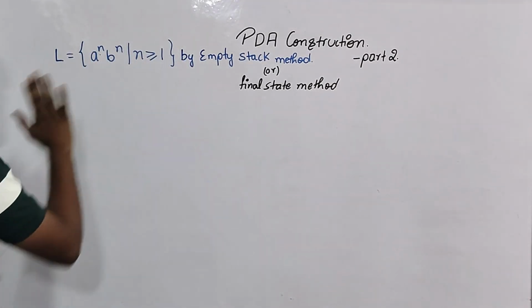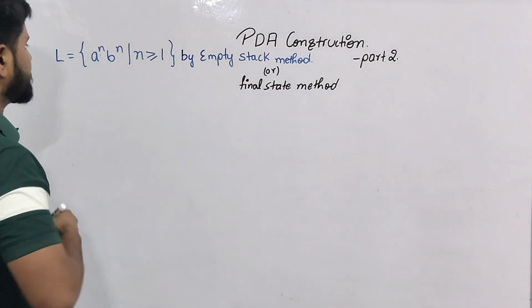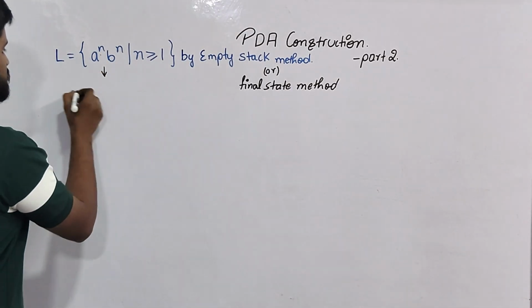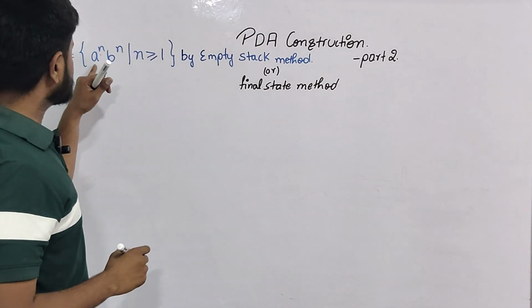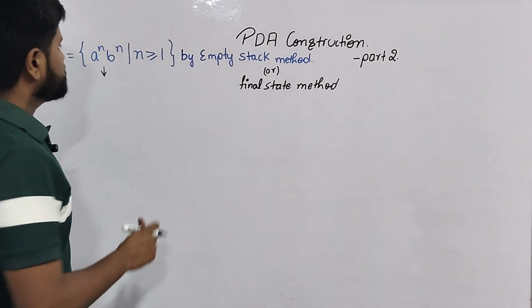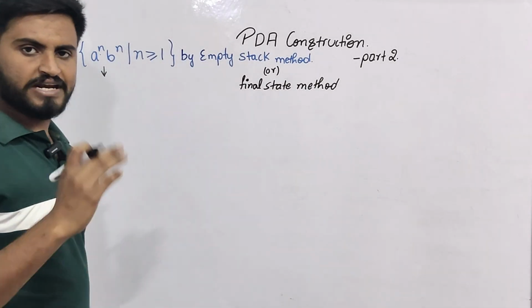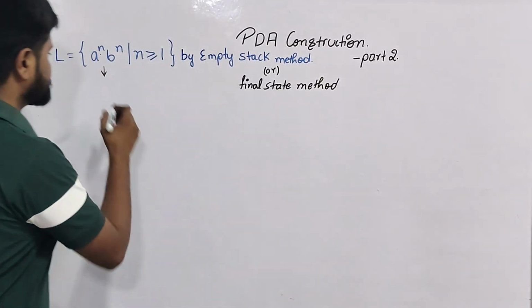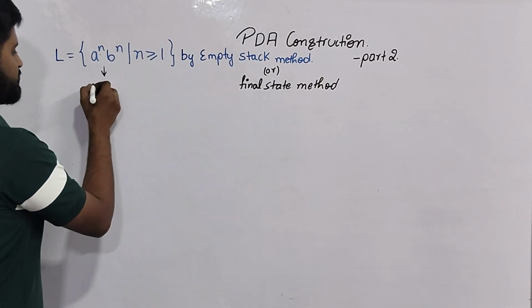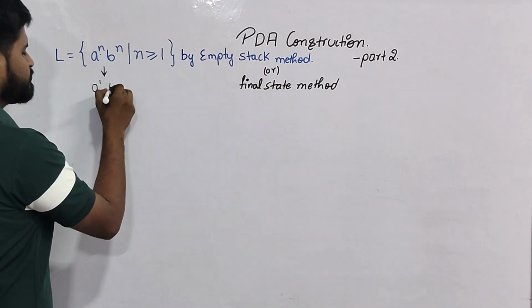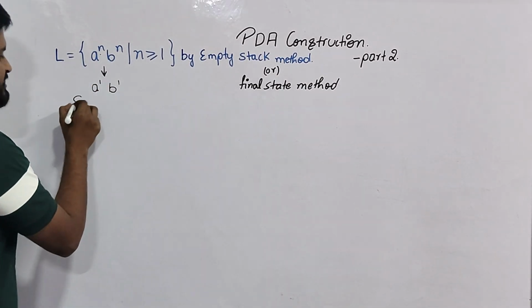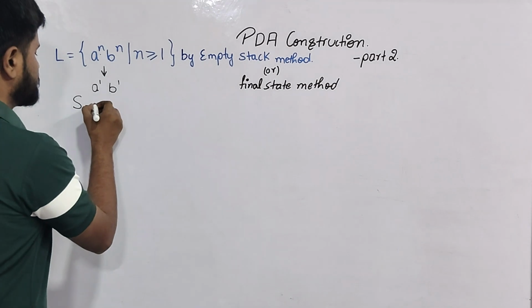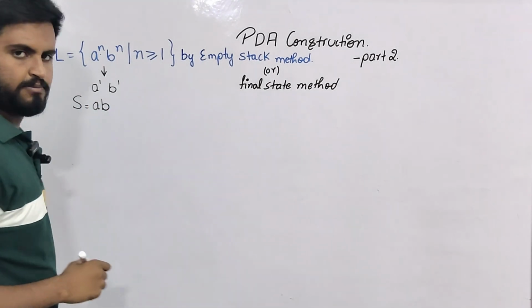Now for the given language, first you write the possible strings. What are the possible strings? Here a power n, b power n means the n value can be greater than or equal to 1. So first let's check for n equal to 1. It will be a power 1, b power 1. How can you write the string for a power 1, b power 1? A one time, b one time.